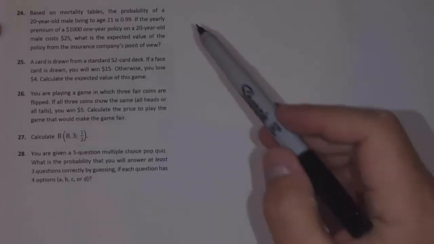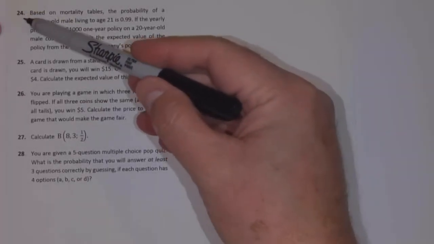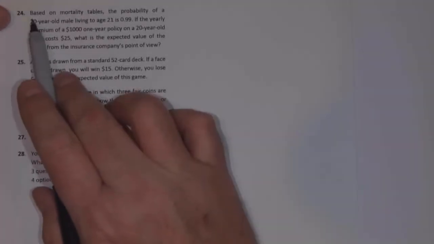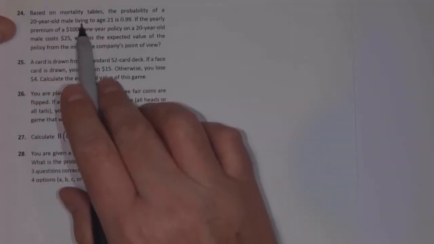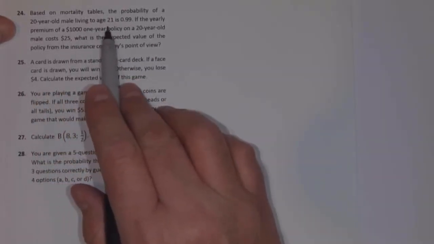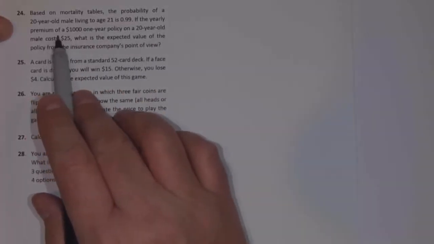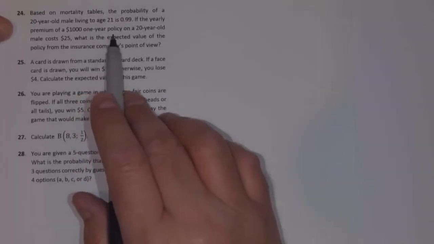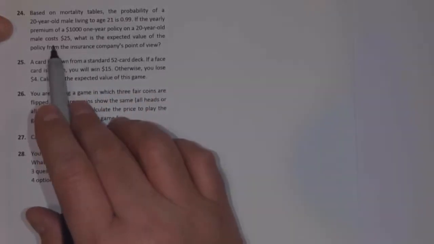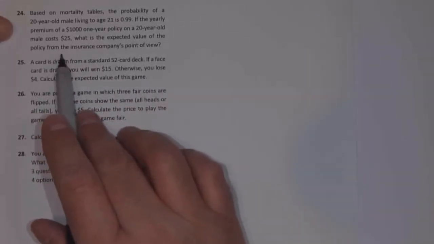In this video, we're going to finish up our review for Test 4 by looking at problems 24 through 28 on the review sheet. So let's take a look first here at number 24. Based on mortality tables, the probability of a 20-year-old male living to age 21 is 0.99. If the yearly premium of a $1,000 one-year policy on a 20-year-old male costs $25, what is the expected value of the policy from the insurance company's point of view?